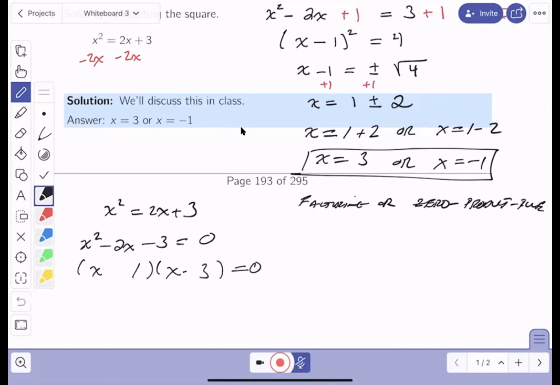1 and 3, minus plus. Let's check it. x times x is x squared. That worked beautifully. Minus 3 plus 1 is minus 2. That worked beautifully, and we get minus 3.